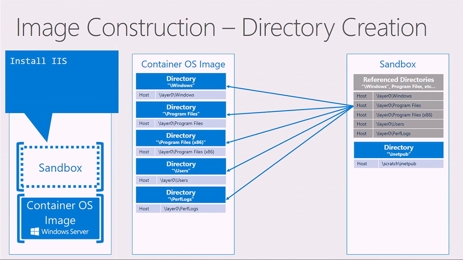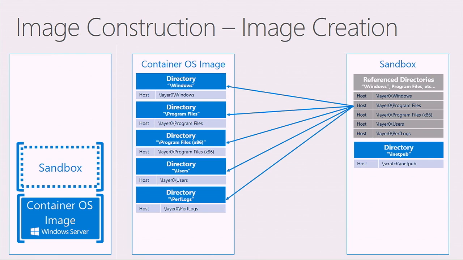Now, when we do something like, in this case, installing IIS, one of the things that installing IIS does is it creates the inetpub directory. That inetpub directory is a real directory, and it lives in the sandbox. It's a real thing that's living in this sandbox. Now, the rest of the files don't live in the sandbox. They are just kind of figments of our imagination. They're pointers to those real files.